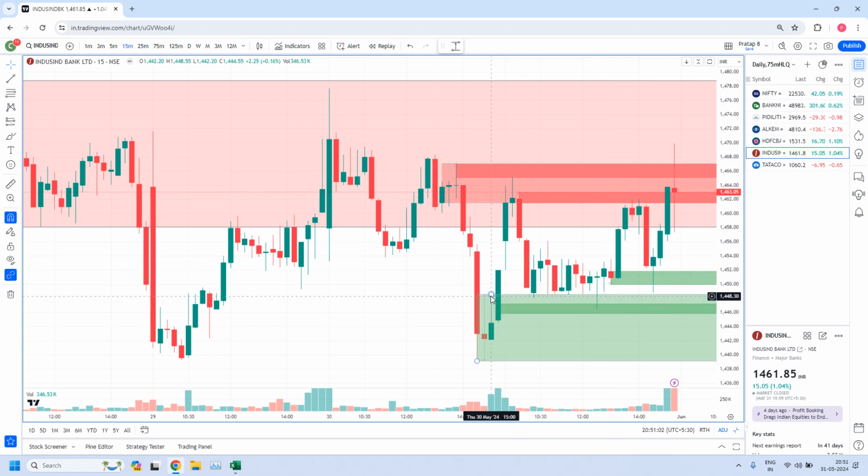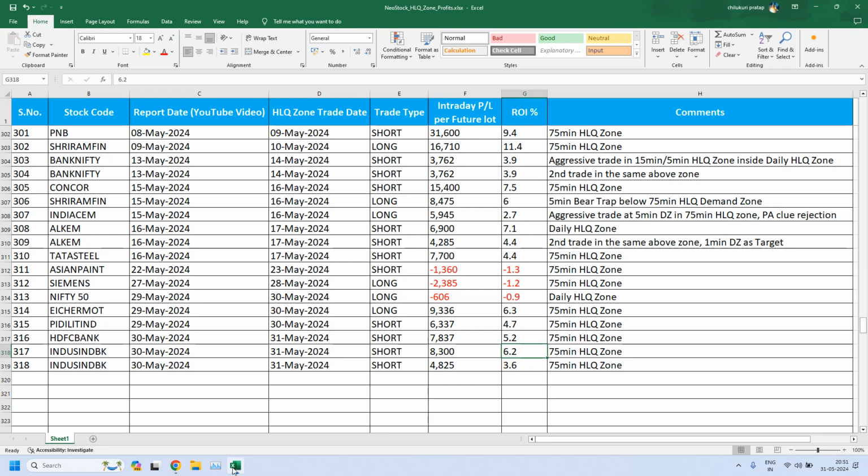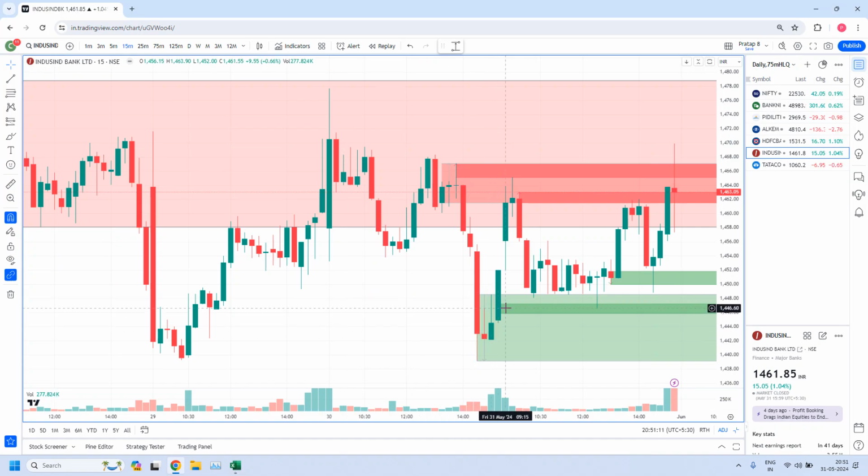So earlier we exited here, the high of this zone. While exiting, you got 8,300 rupees profit. But this time you have taken entry inside this 5-minute zone here. But instead of reaching, you exited here. That's why maybe you would have got around 7,000 rupees profit.